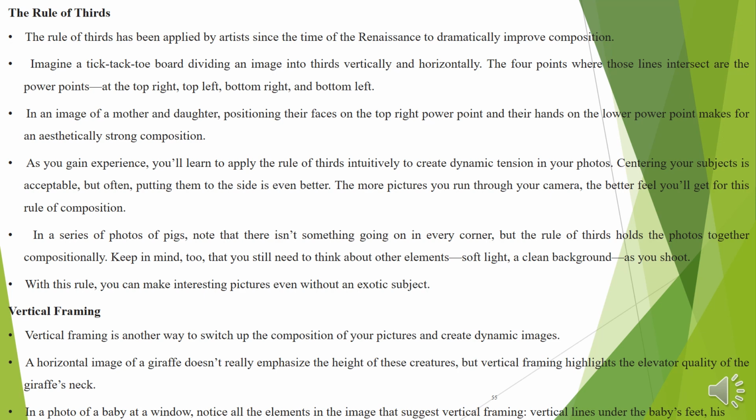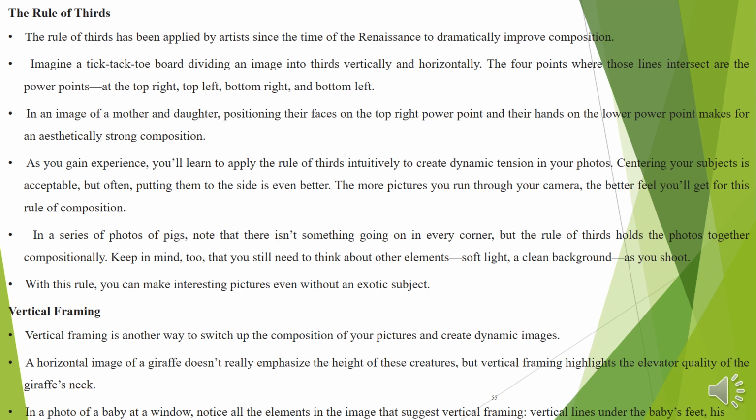Next is the rule of thirds. The rule of thirds has been applied by artists since the time of the Renaissance to dramatically improve composition. Imagine a tic-tac-toe board dividing an image into thirds vertically and horizontally. The four points where those lines intersect are the power points: top right, top left, bottom right, bottom left. In an image of a mother and a daughter, positioning their faces on the top right power point and their hands on the lower power point makes for an aesthetically strong composition.